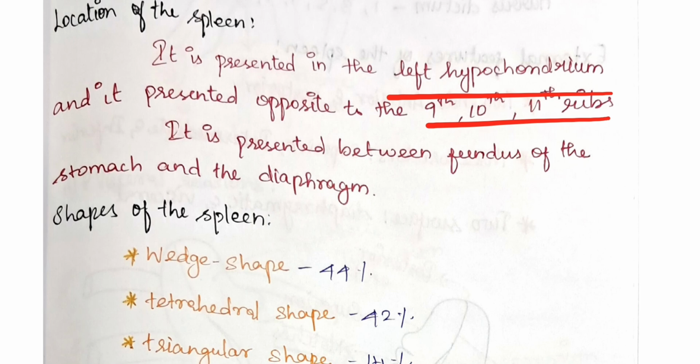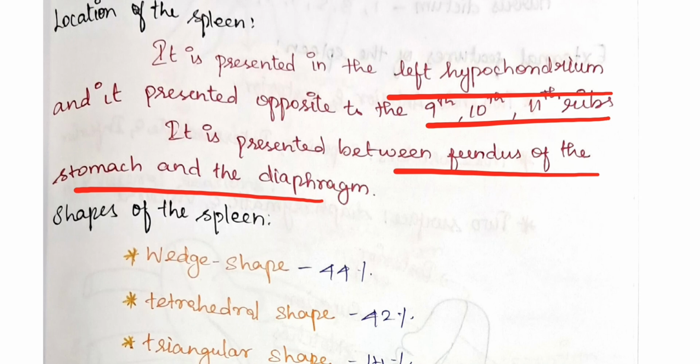So first we saw the abdominal regions where it is located. Second, the ribs related to the spleen. And third, the organs surrounding the spleen. It is present between the fundus of the stomach and the diaphragm. So according to the location of the spleen, we have to speak about 3 things. First, the abdominal region where it is located. Second, the ribs it is associated with. And third, the visceral organs around it. All these make up the location of the spleen.